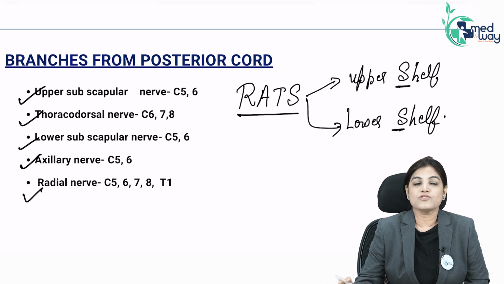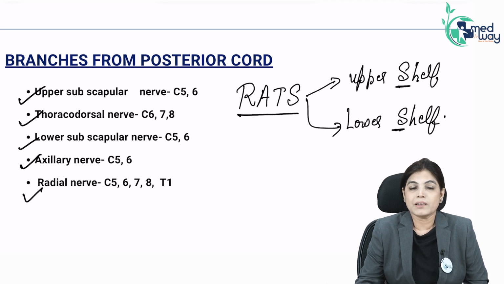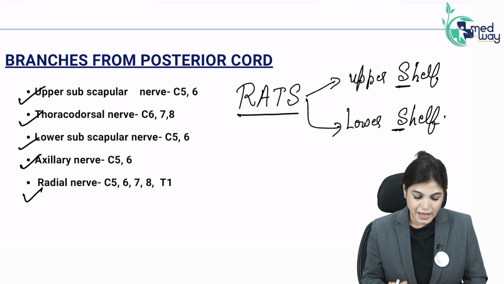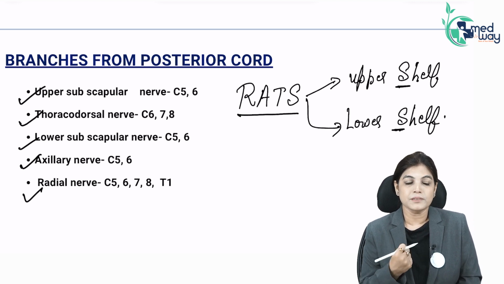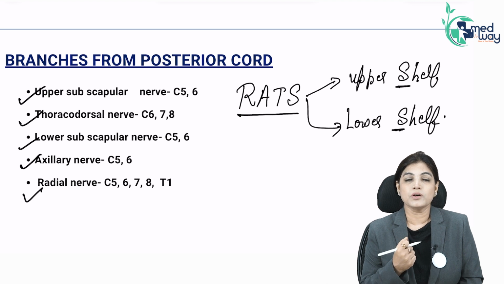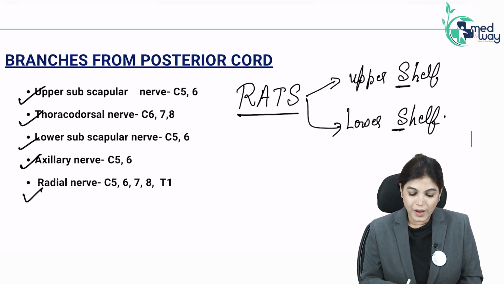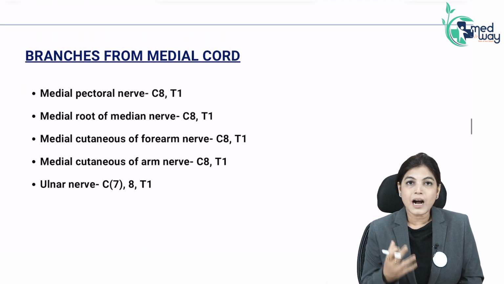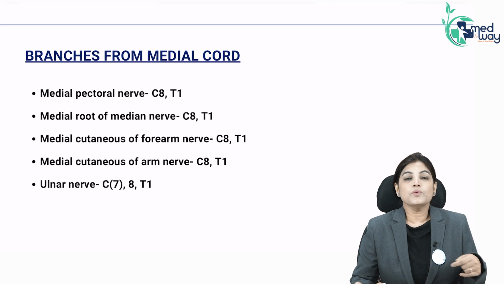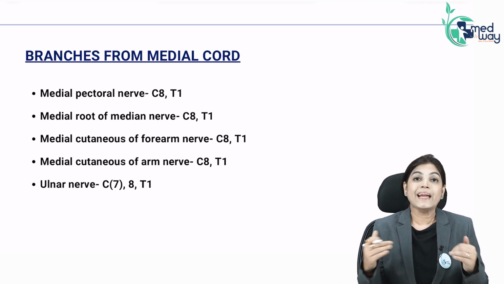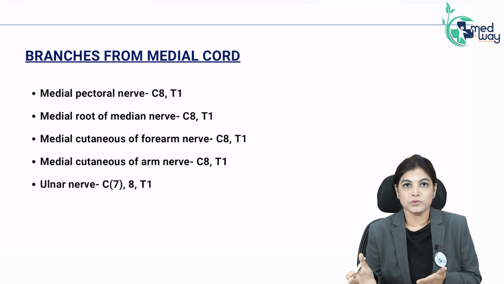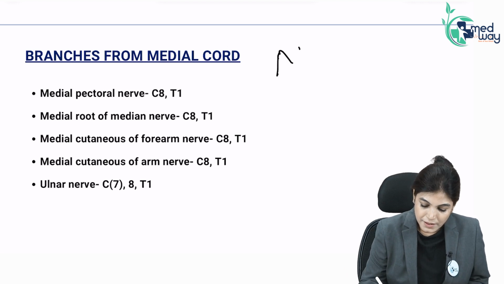So, all the branches of posterior cord can be memorized by the mnemonic RATS in the upper and lower cell. After the cleaning process is done, you want that special person or special friend of yours to come to your place. When that special person comes, you tell him or her, "Me for you, mate, for each other." That means me for you.